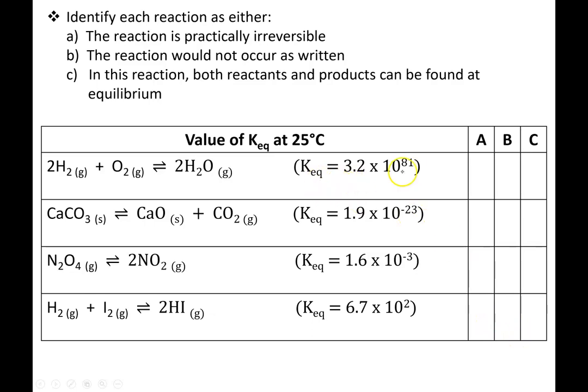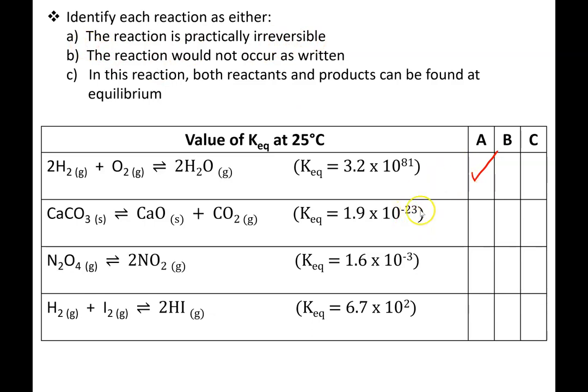Alright, in our first example, we see an extremely large exponent. So the numerator is extremely large in comparison to the denominator, so I have a lot more products than reactants. So this KEQ is best described as being practically irreversible, which is A.